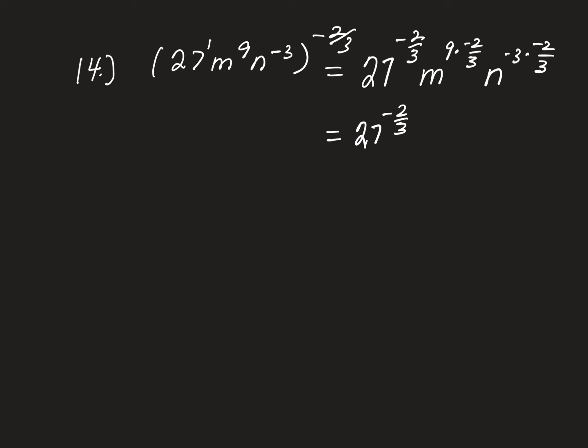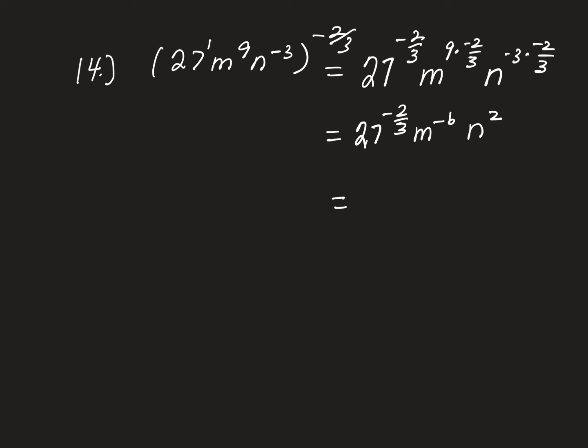9 times -2 is -18. Divided by 3 is 6, so it's m to the -6. -3 times -2 is +6, divided by 3, so it's going to be n squared.